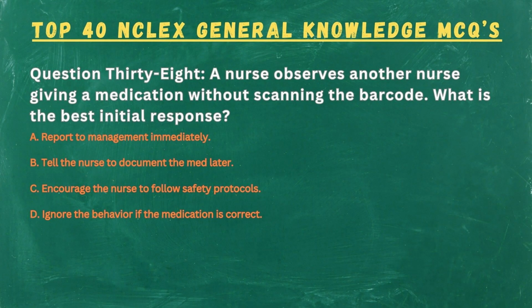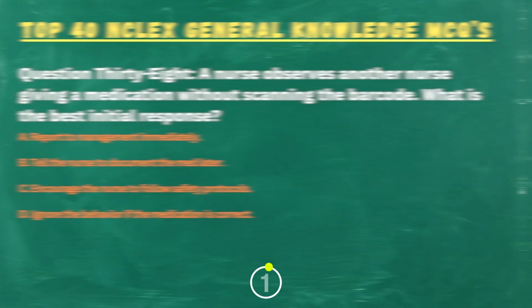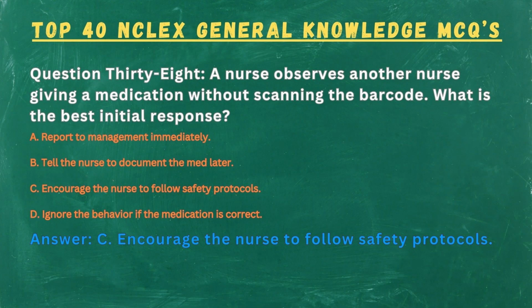Answer: B. The patient's pain level. Question 38. A nurse observes another nurse giving a medication without scanning the barcode. What is the best initial response? A. Report to management immediately. B. Tell the nurse to document the med later. C. Encourage the nurse to follow safety protocols. D. Ignore the behavior if the medication is correct.